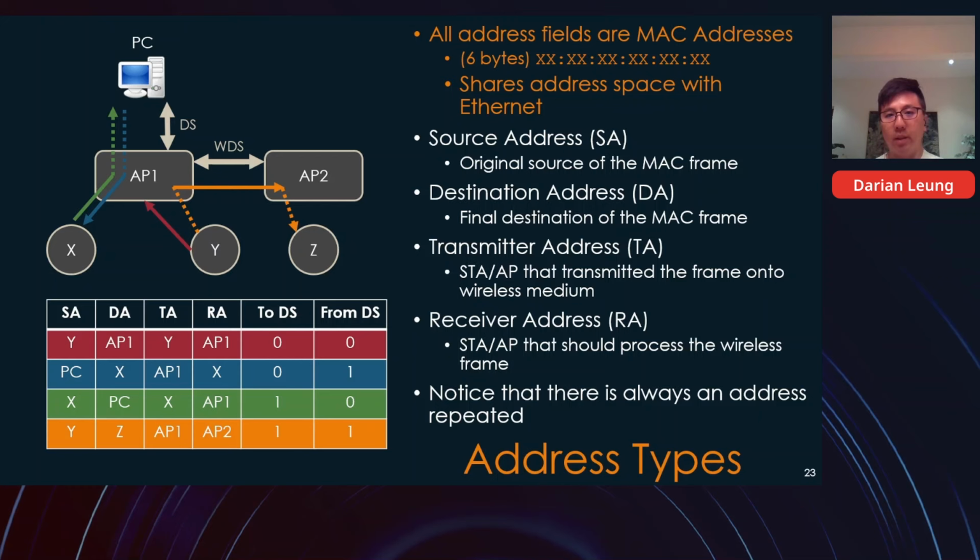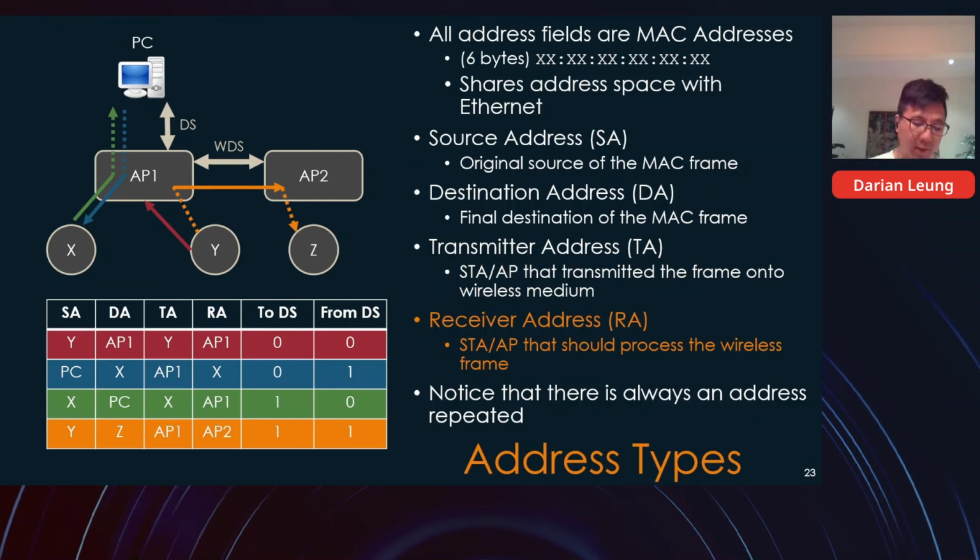As mentioned previously, each Wi-Fi frame header contains multiple MAC address fields. Each MAC address is 6 bytes long and shares the same address space with Ethernet. There are 4 types of MAC addresses that can appear in a Wi-Fi frame header. The source address is the address of the station or Ethernet node that was the original source of the MAC frame. The destination address is the address of the station or Ethernet node that is the final destination of the MAC frame. The transmit address is the address of the station that transmitted the Wi-Fi frame, and the receiver address is the address of the station that should process the Wi-Fi frame.